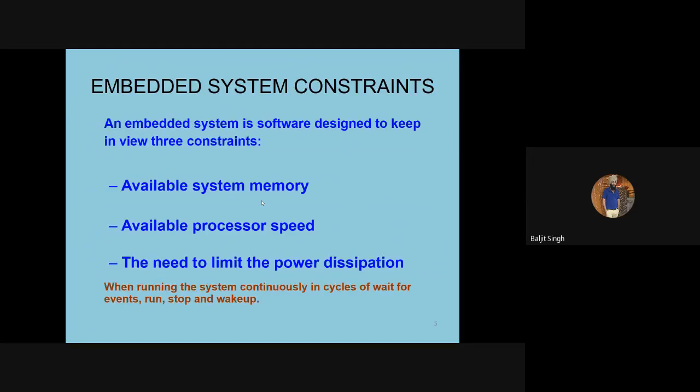So, embedded system constraints. This means what kind of limitations there are for any embedded system, so accordingly we need to design the software of that specific system. We need to take care of the available system memory while designing the system, and we need to design it such that around 40 to 50% of memory should always be free while the system is operating.